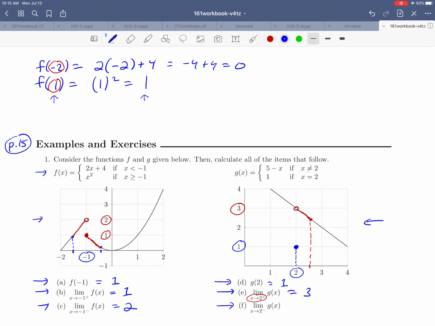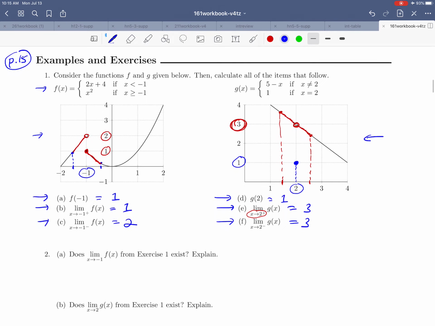And finally, we're talking about the limit as x approaches 2 from the other side, from the left-hand side. So now we're talking about x values that are a little bit less than 2, maybe over here. We'll find our function. And if we want to slide along the graph towards 2, this time we need to move to the right. And the y values are approaching that same open circle, which is at 3. So that limit is also 3. Okay, so I think we have completed all the parts that we wanted to for exercise 1. Let's scroll down and see what exercise 2 is asking us.